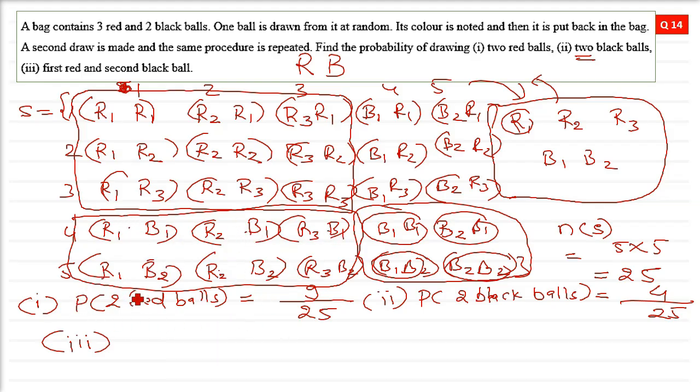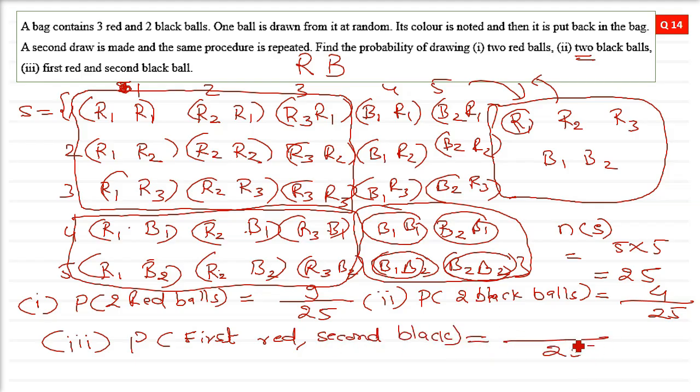RB. You will be arguing why we are not taking black and red. It is being said specifically that the first should be red and the second should be black ball. That's why we can only take this, the boundary which I made. So it has to be again first red always and second black. 25 is the total number of cases and the boundary which I made represents the first red and the second black. So the number of favorable cases are how many? 6. 6 by 25 is the result.